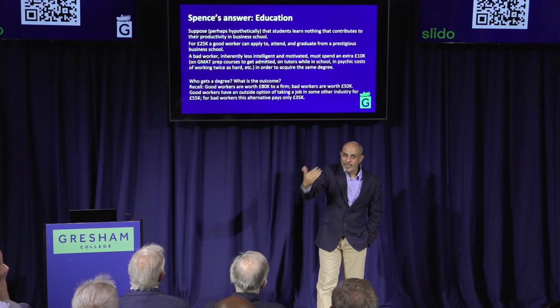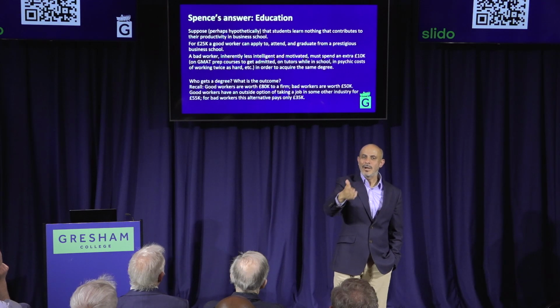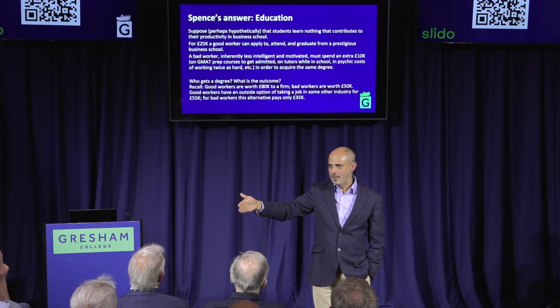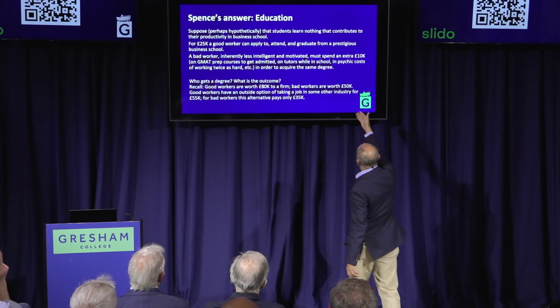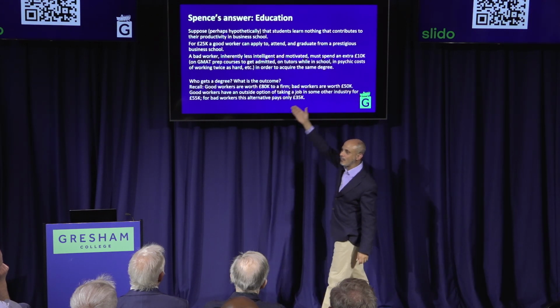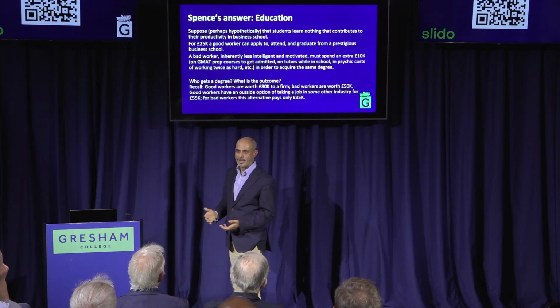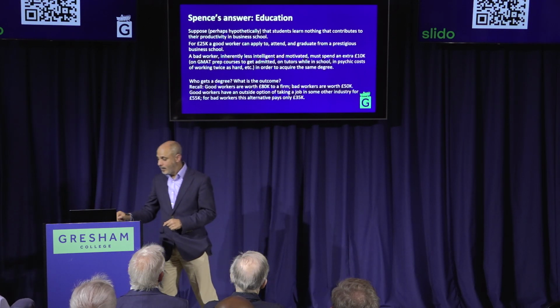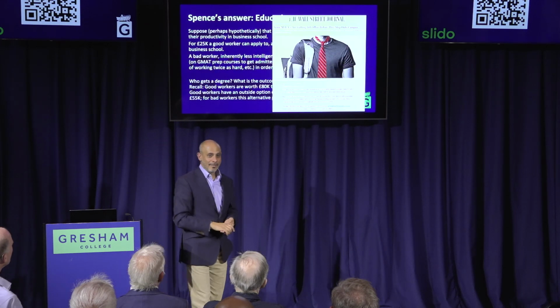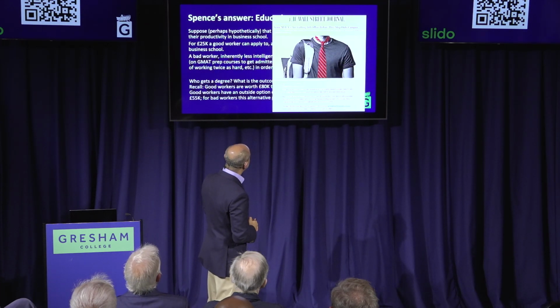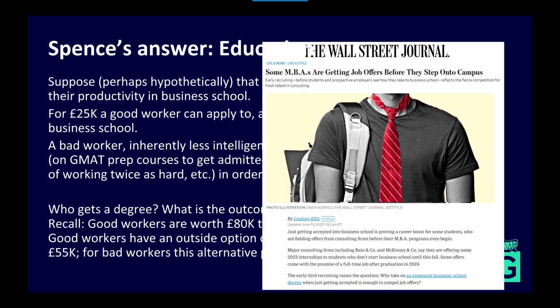So the cost of the degree allows the good workers to separate themselves from the bad workers. Right? The bad workers will say, if I don't get the degree, I get 50. If I get the degree, I get 45. So I might as well not bother getting the degree. Okay? So that can actually be seen. For example, this is an article from the Wall Street Journal. We're talking about MBAs getting job offers before they step on the campus. So even before you start your learning in business school, you already got a job. Again, it's a signal. You manage to get in, you're good enough to get a degree.